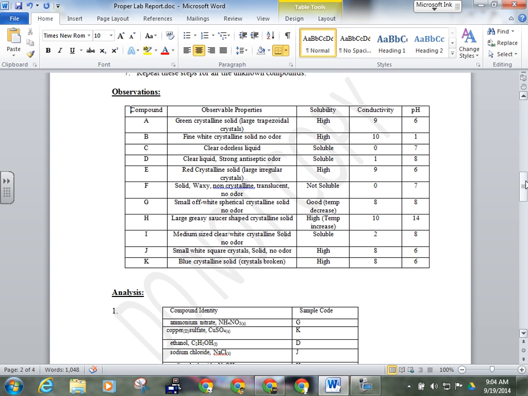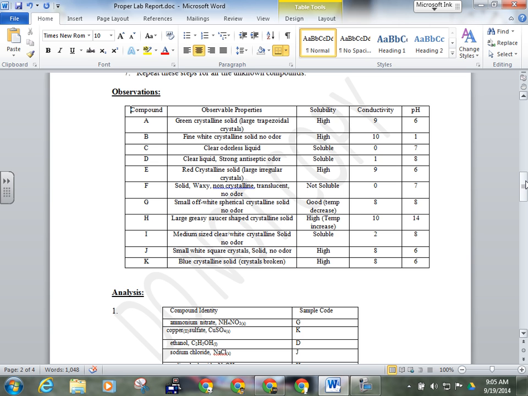For G, small, off-white, spherical, crystalline solid, no odor. Solubility was good with a slight temperature decrease, conductivity of 8, pH of 8. That is ammonium nitrate. That's the stuff in those little cold packs. Have you ever used one where you pop the little bladder full of water, shake it up, and it gets cold? The powdery stuff inside is ammonium nitrate, and it gets colder when it touches water.